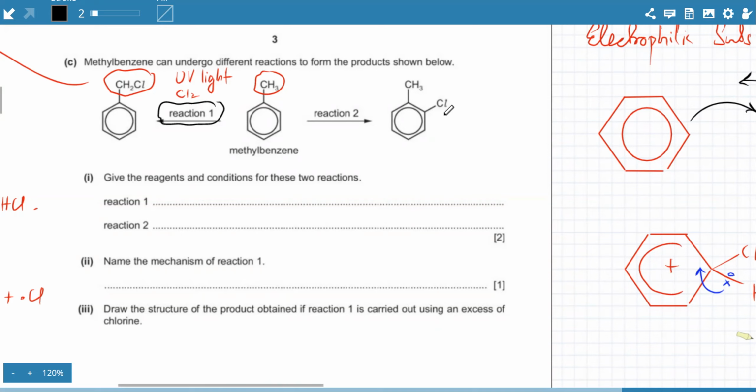ठीक है, सारा, is this clear? Abu Rera, clear है? Yes, sir.